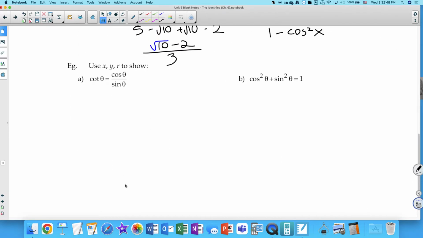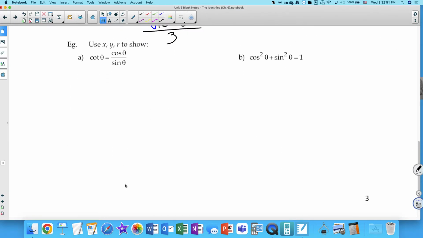All right, so we are just going to take very baby steps using just the fact that we know that the trig ratios on a coordinate plane in standard position can be written in terms of x, y, and r. We are going to show that this is true. Okay? So firstly, if I'm trying to show something, I want to be very aware of my left side and my right side. And I'm going to work with one side at a time.